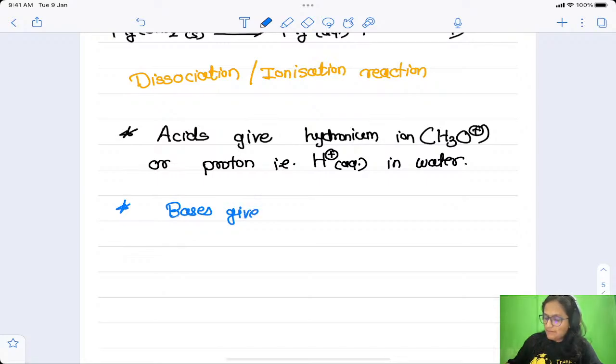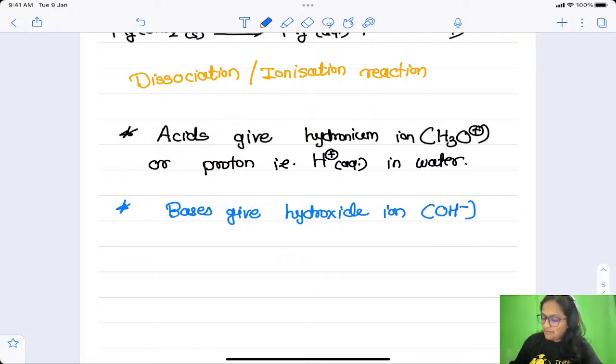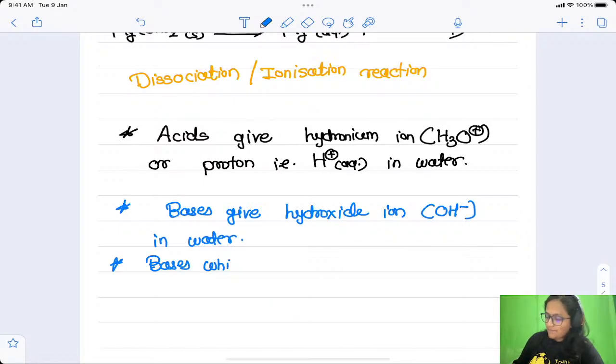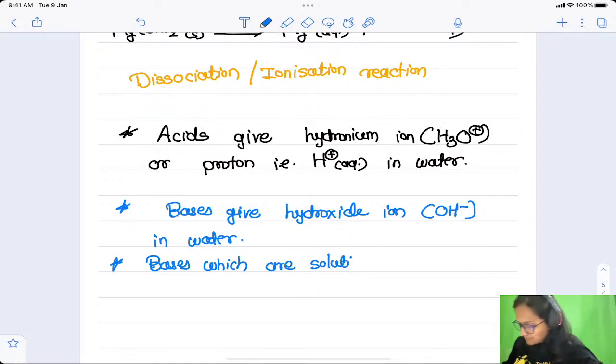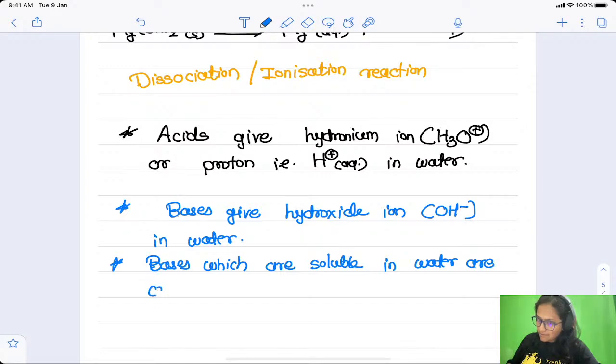This statement is for acids, and for bases the statement I will write down is: bases give hydroxide ion. Hydroxide ion is nothing but OH- in water. Then one more statement for bases only: bases which are soluble in water are called alkali.